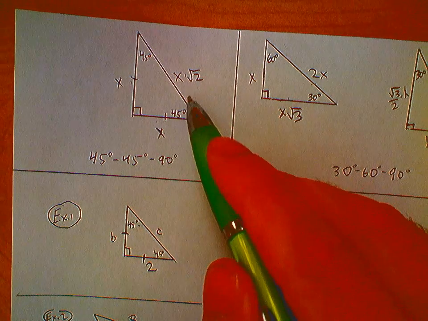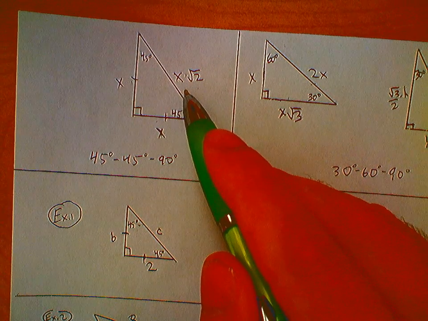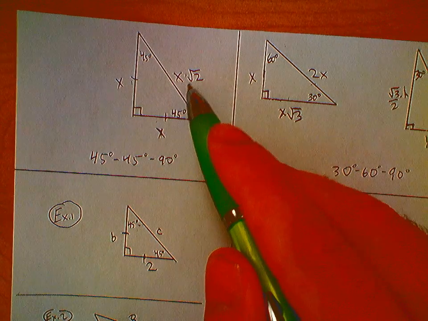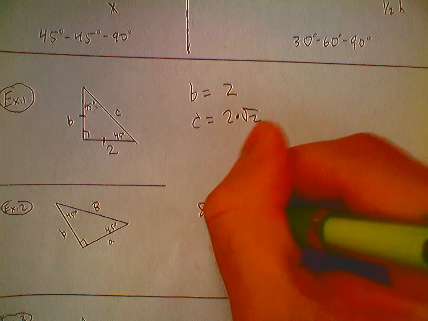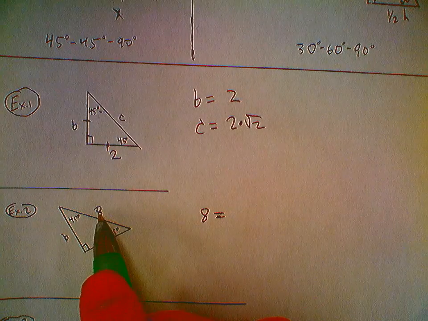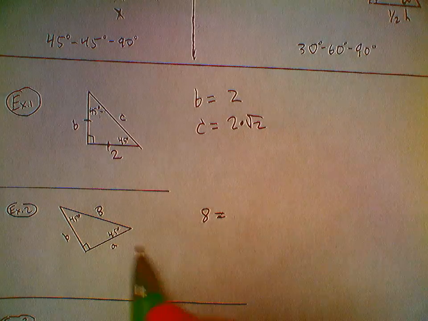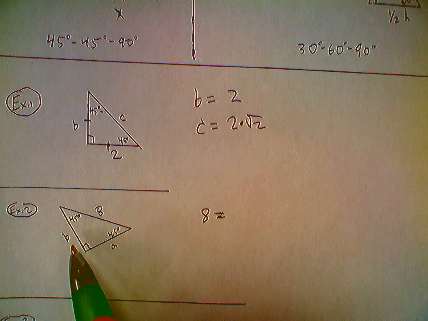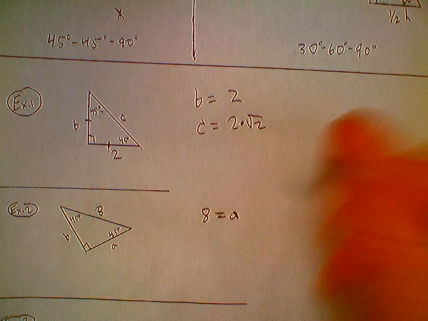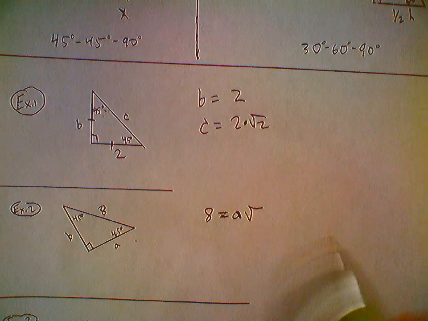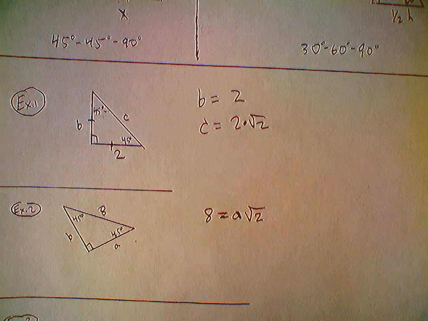So I know the hypotenuse is 8. But I also know that that hypotenuse is supposed to be the other leg's length times square root of 2. So let's set up an equation here and solve for what that other length needs to be. So this is my hypotenuse 8, and I know that it's going to be equal to square root of 2 times either of these leg lengths. So I'll say A square root of 2, since I've got this leg labeled as A. So 8 equals A times square root of 2.